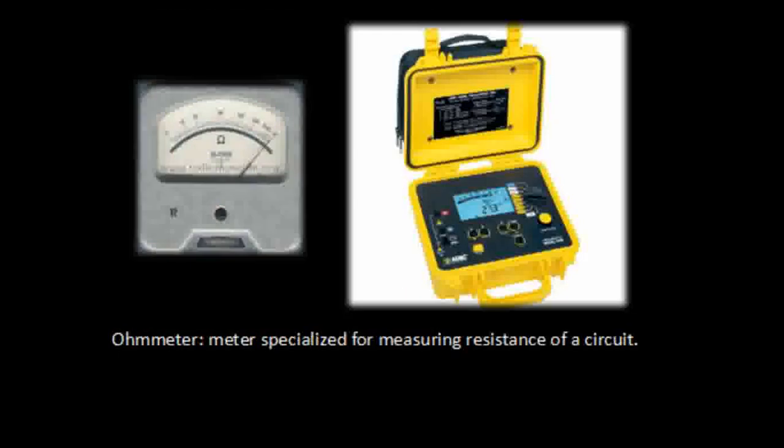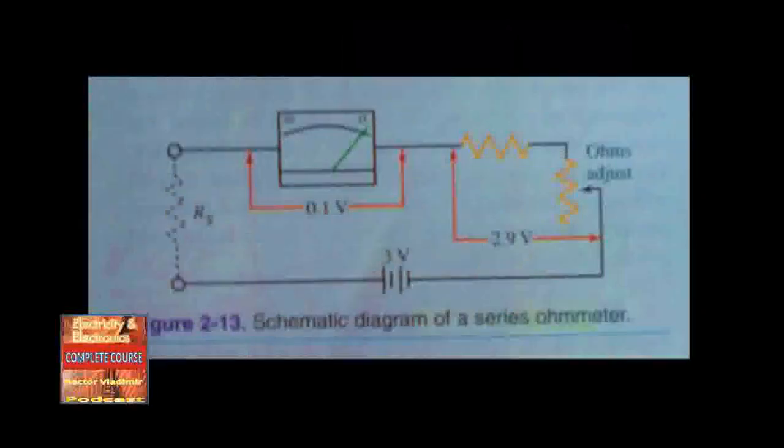2.4. Ohmmeters. A meter used to measure the value of an unknown resistance is called an ohmmeter. The same meter movement that was used in the volt and amp meter can be used for the ohmmeter. The voltage source and a variable resistor are added to the ohmmeter's circuit. A series type ohmmeter is shown. Figure 2-13, schematic diagram of a series ohmmeter.